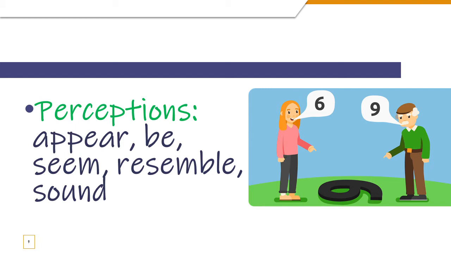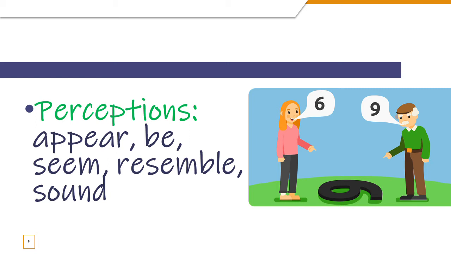Stative verbs are also used to talk about perceptions. Perception is nothing but the way we look at something. Now, this differs from person to person. We all have different perceptions. Whatever appears as something to us may appear as something different to others. So this picture aptly sums it all up. You have a number, and for one person it looks like 6, and for the other person it looks like 9. So perceptions are how it appears to you.